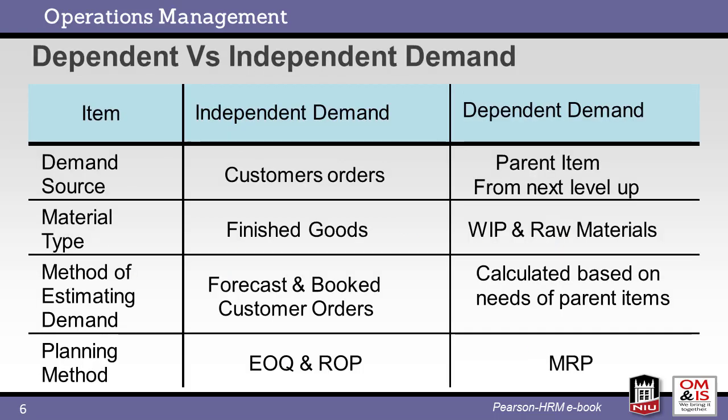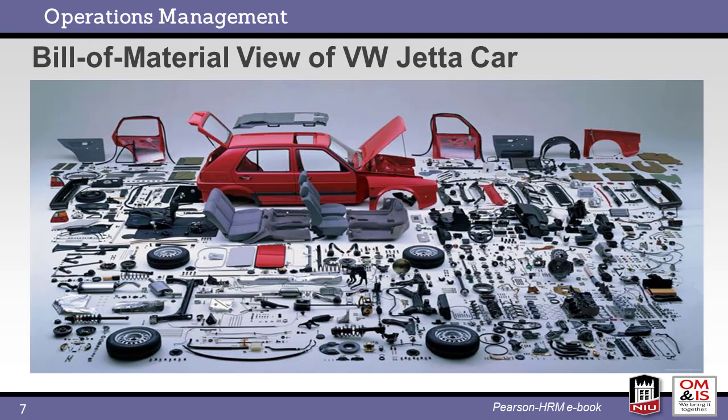This table shows how dependent and independent demand compare. We can see how the source of demand, material type, and demand estimation compare. In previous chapters, we reviewed the use of economic order quantity and reorder point for planning independent demand. For dependent demand, we use materials requirements planning, or MRP. Here's a view of all the components of a Volkswagen Jetta. The bill of material is a structured breakdown of all the subassemblies and components within the vehicle.